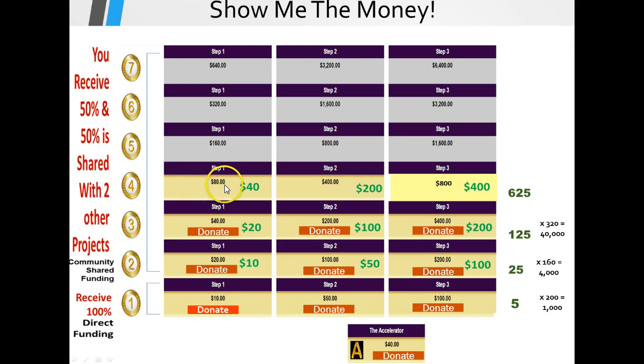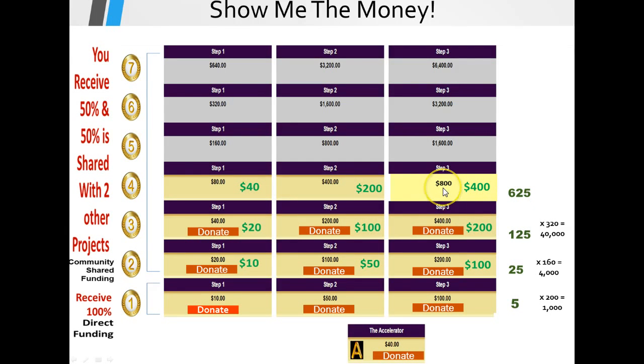You donate $80 in order to receive $40 from these 625 projects. Next, you'll step up and donate $400 in order to receive $200 from these projects. And lastly, you'll donate $800 in order to receive $400 from these 625 projects. This is as far as we're going to go, ladies and gentlemen, because the numbers are very big here and they get even larger as we continue to grow.